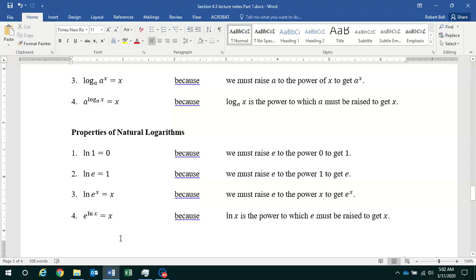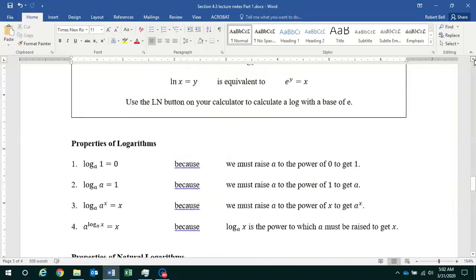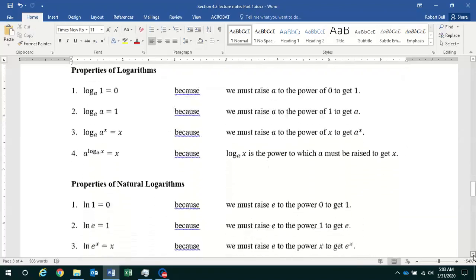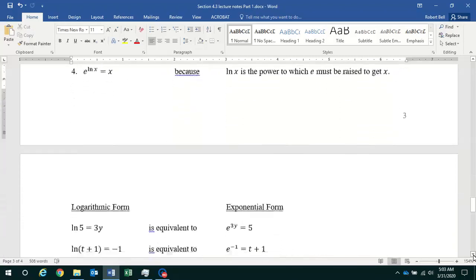And e to the natural log of x is equal to x. That follows from the definition of the natural log function up here, because natural log of x is equal to y is equivalent to e to the y is equal to x. So remember, y is replaced with the natural log of x, and we have e to the natural log of x is equal to x. And so that gives us property 4 down here.